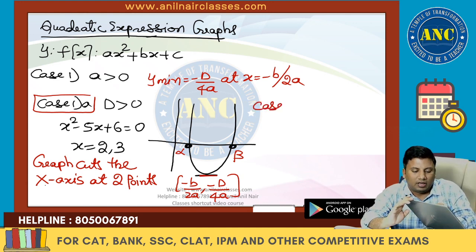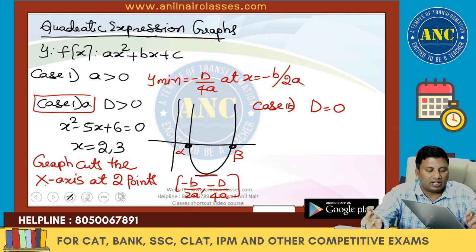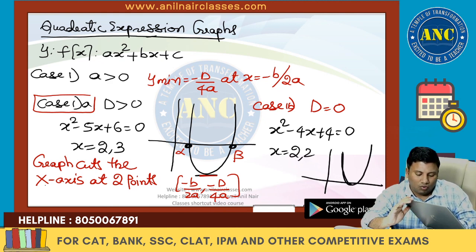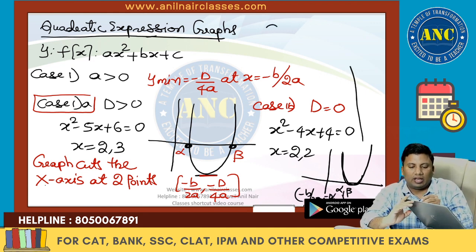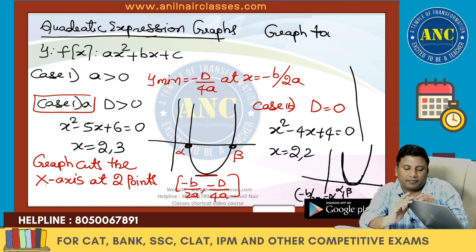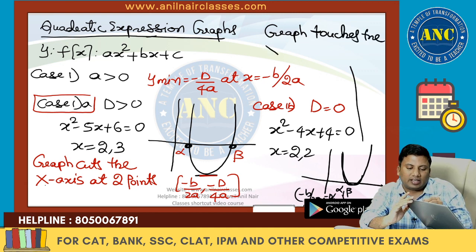Case 1b. D equivalent to 0. If the discriminant is equivalent to 0, x square minus 4x plus 4 equivalent to 0, x is 2 comma 2. Graph touches the x-axis only at one point, that is alpha, that is beta, and it is minus b by 2a, minus d by 4a. Graph touches the axis. Very, very important, sir. Graph touches the x-axis at only one point.